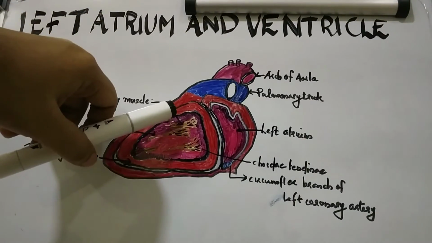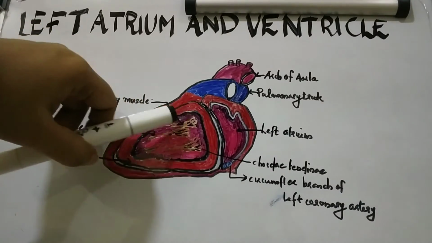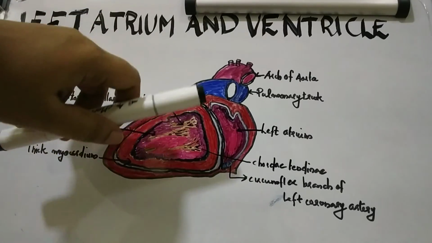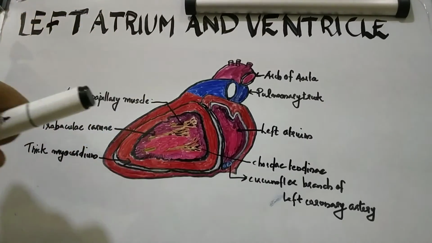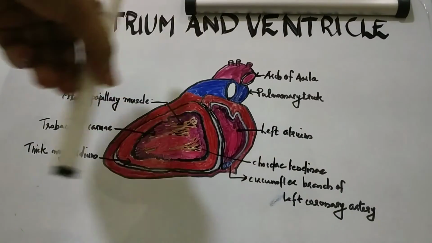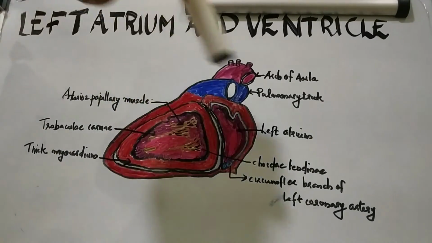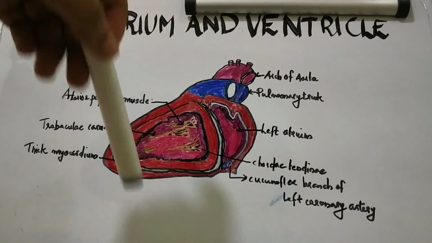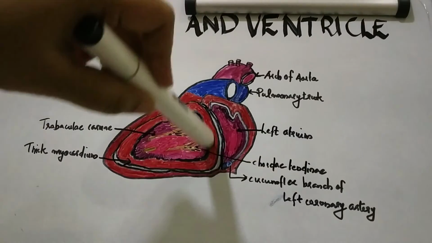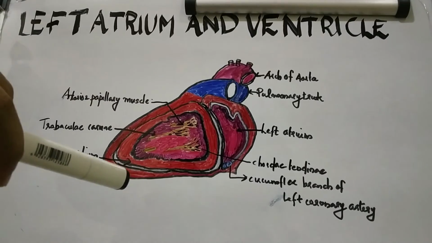The anterior papillary muscle is attached to the cusp by means of chordae tendineae, and the posterior papillary muscle is also attached to the cusp by means of chordae tendineae. The cavity of the ventricle is circular in transverse section. So when the heart is cut in the transverse section, the cavity of the ventricle appears to be circular. And the wall of the left ventricle is 3 times thicker than the right ventricle.